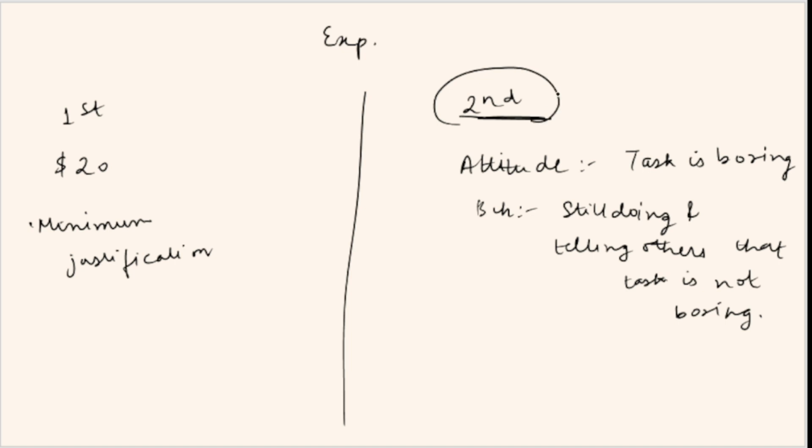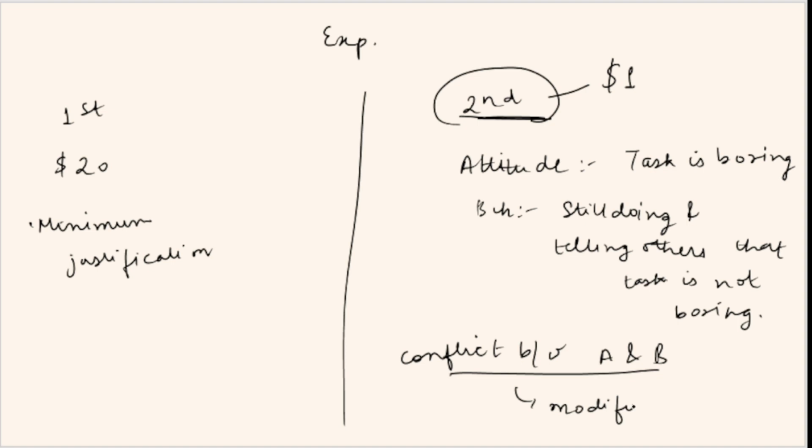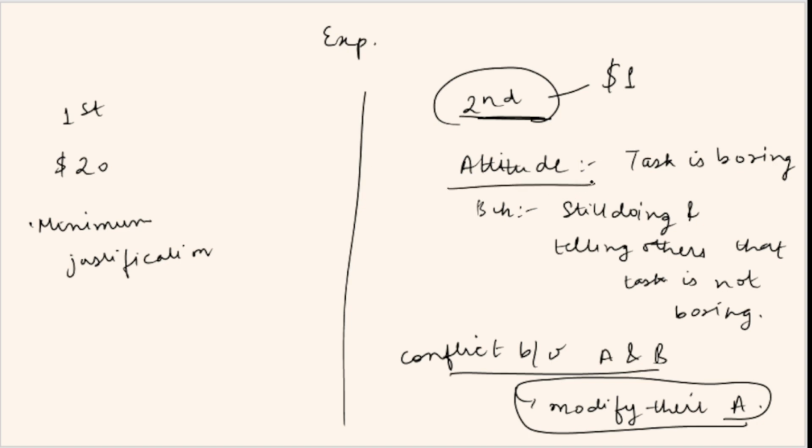Now people from the second group just got $1. Is it enough money that they can use as a justification? Even if they go and tell the other person I was getting $1, people would be like, arey, why would you even do it for $1? It's not enough money. So they did not have any justification to give. So there was a conflict between attitude and behavior, so they had to modify their attitude. So later on they went ahead and told other people and they changed their attitude.